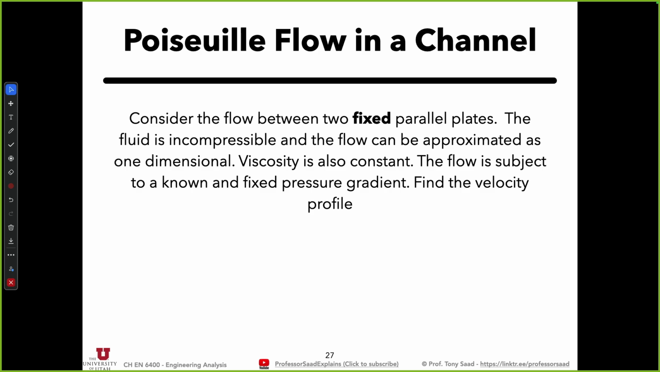Okay. Next, we're going to take those same two plates, but we are going to add a pressure gradient. So the flow is driven by a pressure gradient. So think of a pipe, and I have a lower pressure on the end of the pipe and a higher pressure on the beginning of the pipe. So that means that dP/dx is negative because P downstream is less than P upstream.